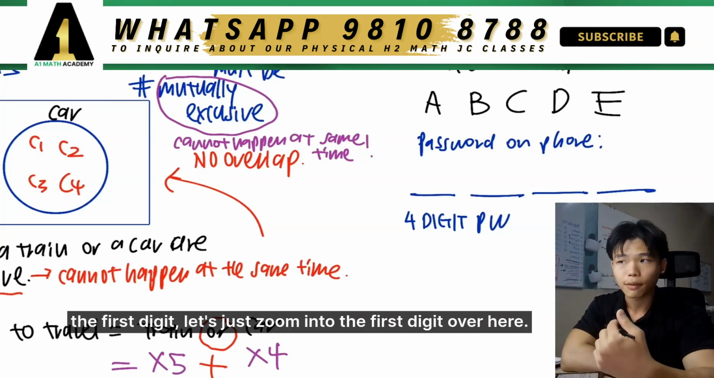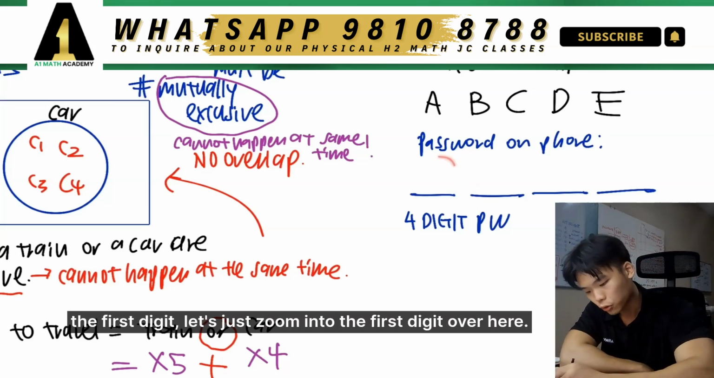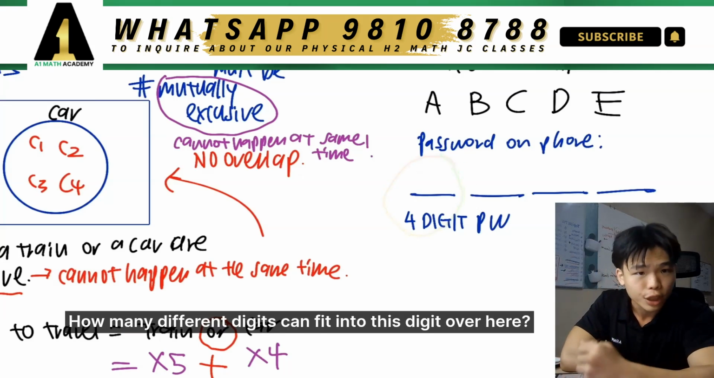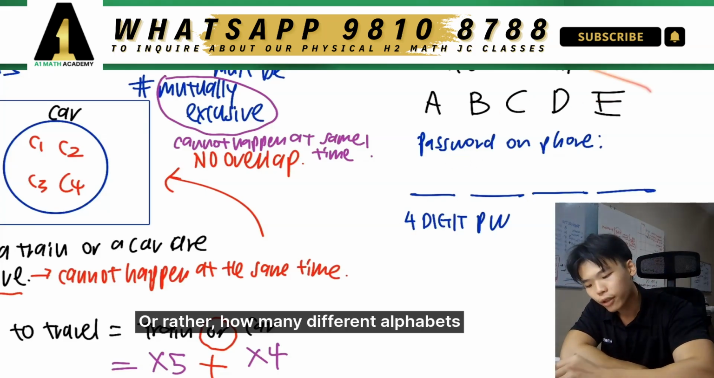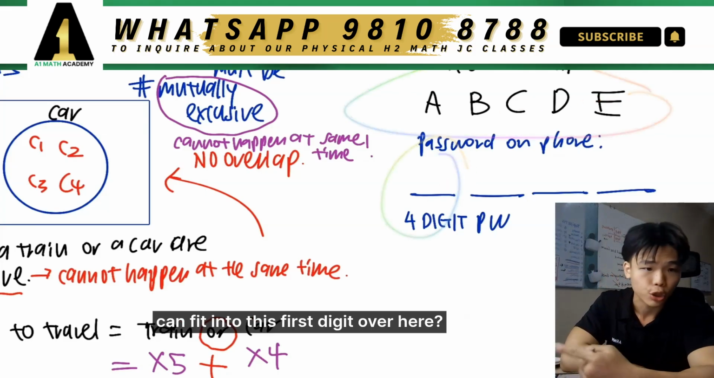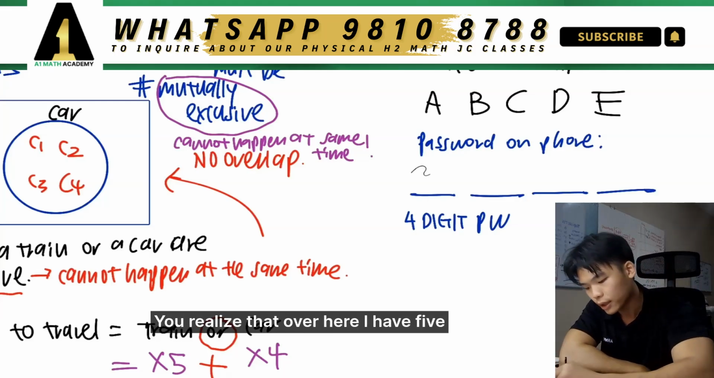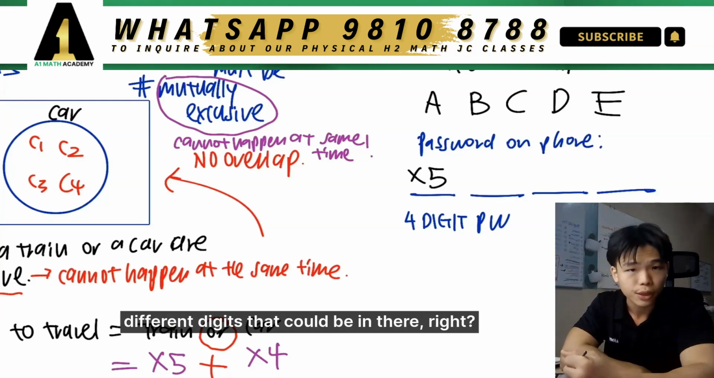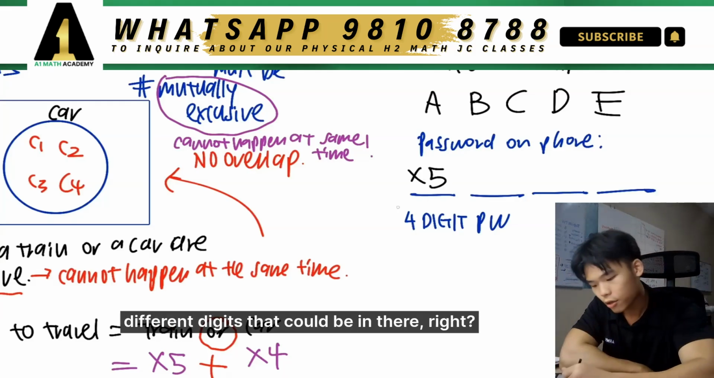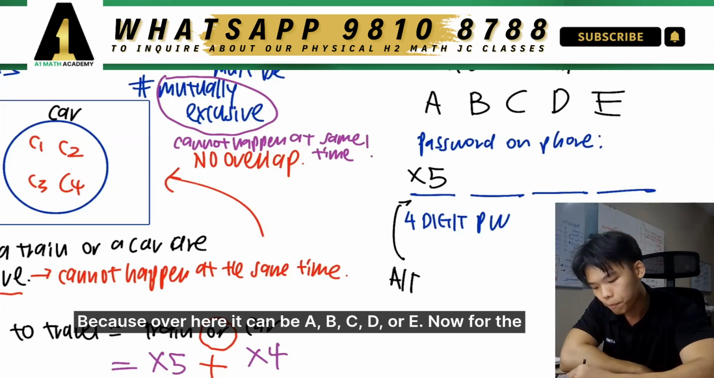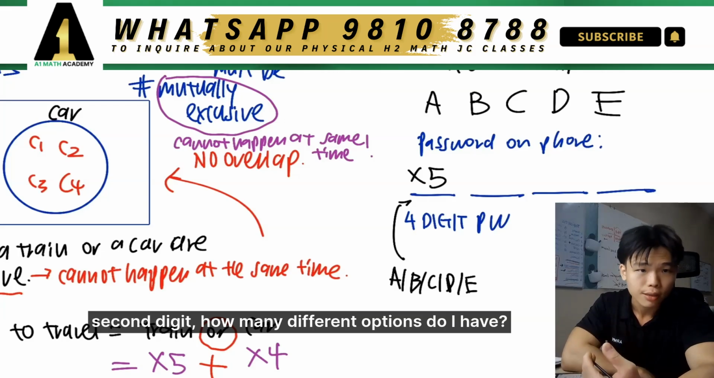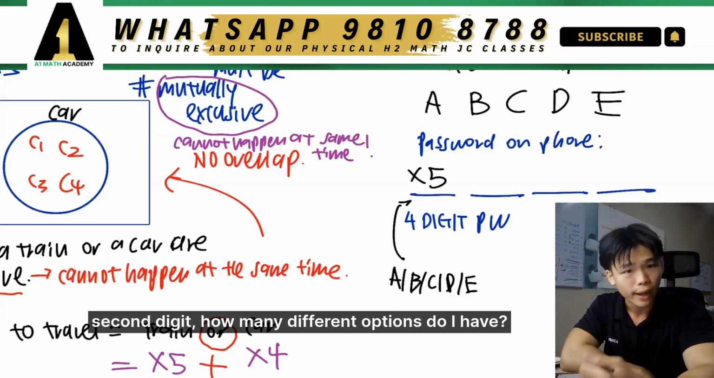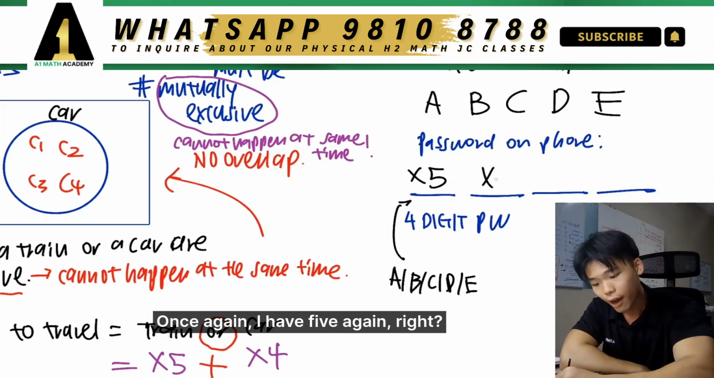So you realize that these 5 different alphabets, right? Let's say the first digit, let's just zoom into the first digit over here. How many different alphabets can fit into this first digit over here? You realize that over here, I have 5 different options that could be in here, right? Because over here, it can be A, B, C, D, or E. Now, for the second digit, how many different options do I have? Once again, I have 5 again, right?